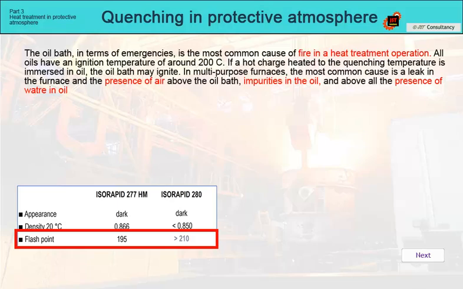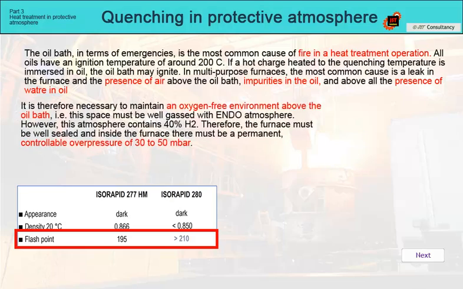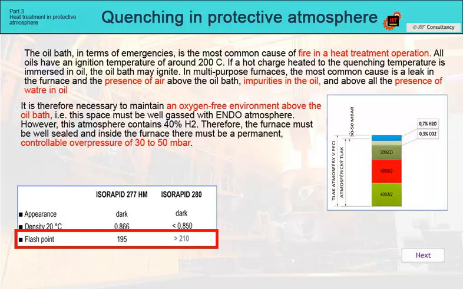The larger the surface of the parts in the batch, especially for small parts, the more significant this problem is. It is therefore necessary to maintain an oxygen-free environment above the oil bath at the time of quenching, which is why this space must be well gassed with an endo-atmosphere.